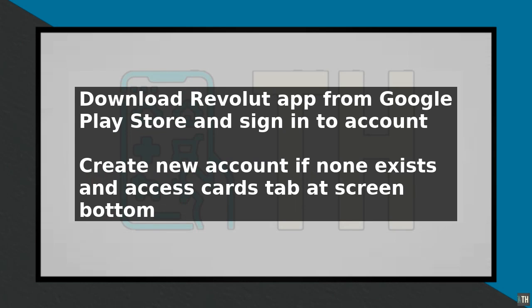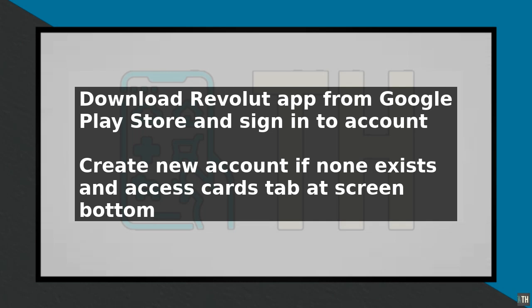To create a new virtual card, tap on the Add Card button and select Virtual Card. Choose the type of card you want to create, such as a Visa or MasterCard, and follow the prompts to complete the process. Once your virtual card is created, you can use it for online transactions.